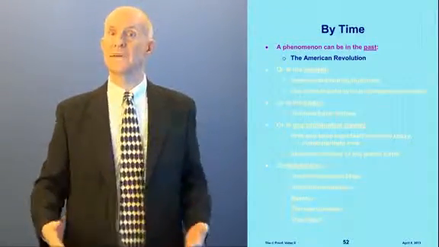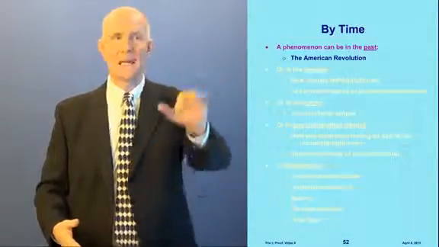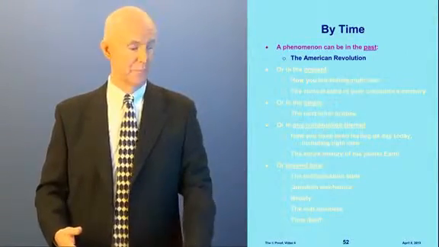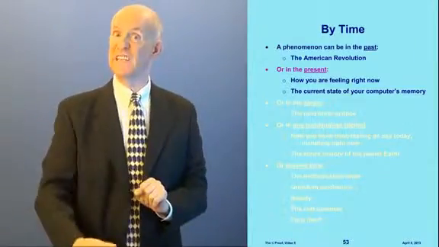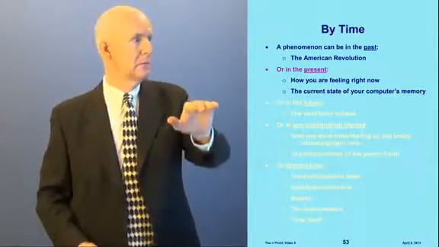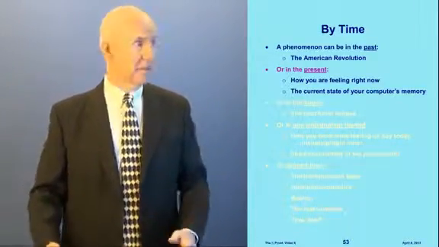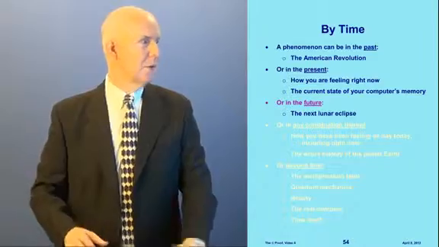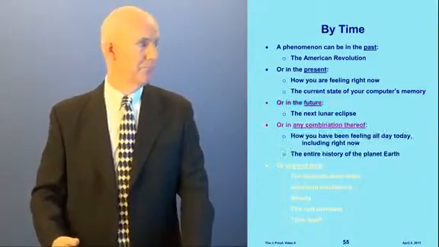Another way we can classify phenomena is by time. A phenomenon could be in the past, like the American Revolution. It could be in the present, like how you are feeling right now. That's a phenomenon. The current state of your computer's memory, that's a phenomenon in the present. Or in the future. The next lunar eclipse, that's a future phenomenon.